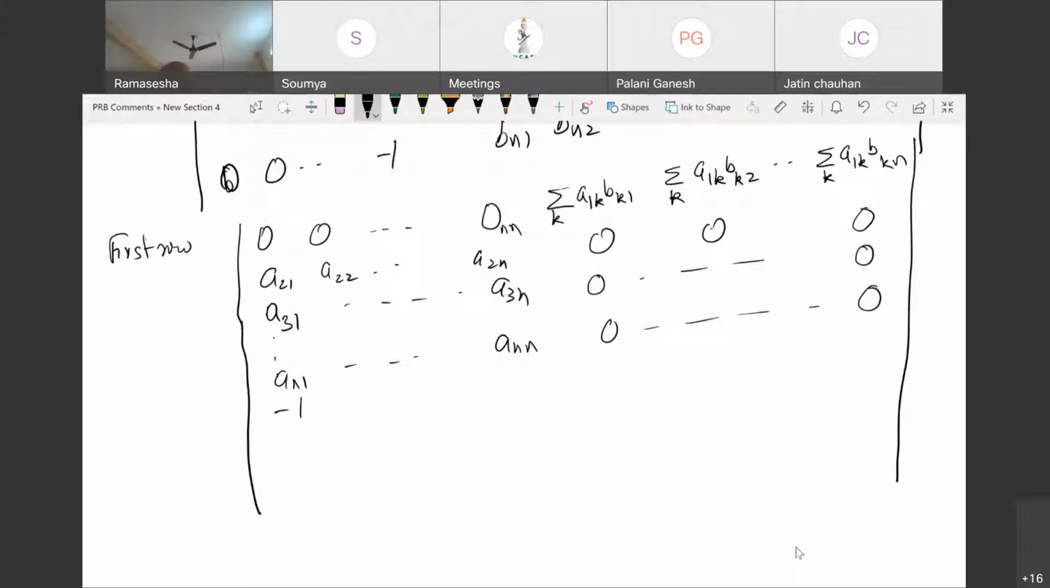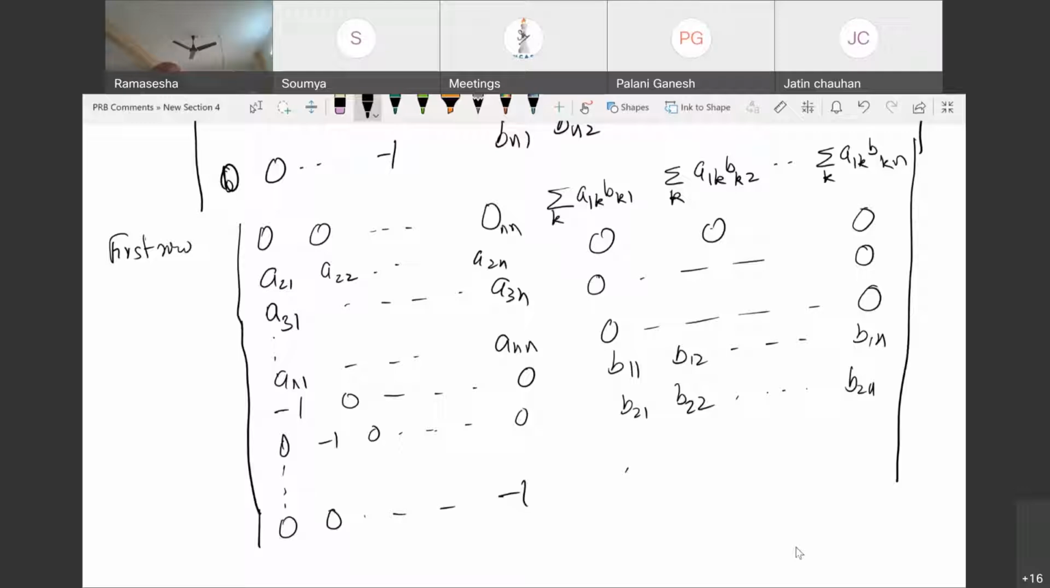Then I have -1, 0, 0, 0. Then I'll have B11, B12, etc., B1N. 0, -1, 0, 0, B21, B22, etc., B2N. And continue like this. 0, 0, 0, -1, Bn1, Bn2, etc., Bnn. Right? Is it clear? It is just a matter of doing the row operations. Is that clear?